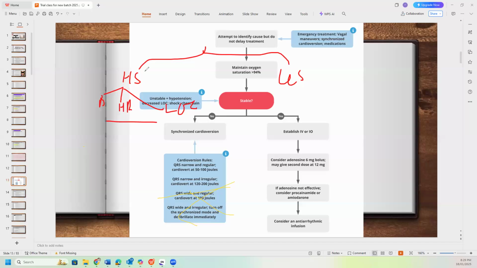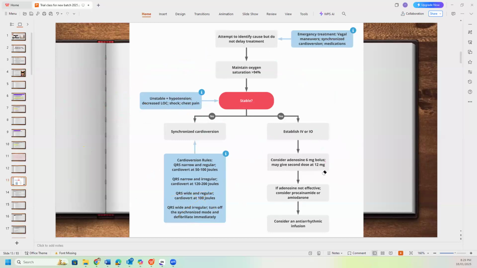All right, you have done this and the child is stable, but it's not reverted, then you can establish intravenous access or intraosseous access and give them adenosine. If the child is unstable, which is hypotensive, decreased level of consciousness, shock or chest pain, then you do synchronized cardioversion. And you assess the rhythm again. If it's not stable, you do the shock again. Clear, guys? Any question from anyone regarding this?